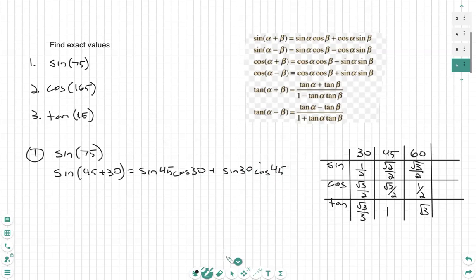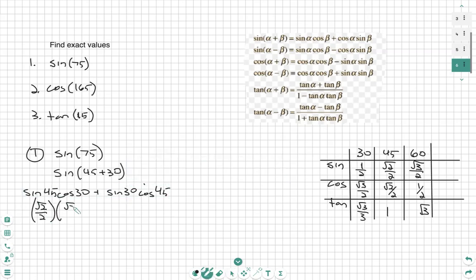And now we just need to rinse and repeat from our chart, right? So we're just going to plug and chug. Sine of 45, root 2 over 2. Cosine of 30, root 3 over 2. Sine of 30, 1/2. Cosine of 45, root 2 over 2. And we got all of those values from our chart. So that's why the chart's very helpful.